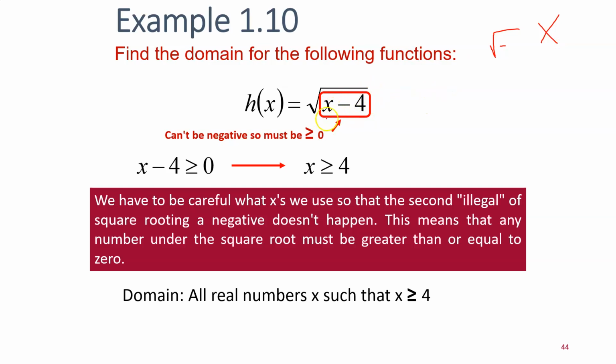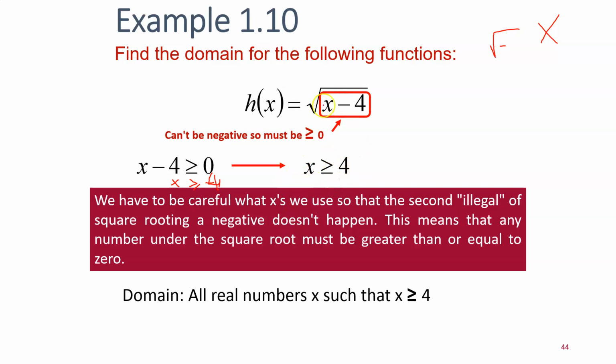So we have to choose x such that this whole thing must be greater than or equal to 0. So x minus 4 is greater than or equal to 0. x must be greater than or equal to 4. Here you just move it. So this 4 over here, you bring it to the other side. It becomes x greater than or equal to 4. That's why you get this.